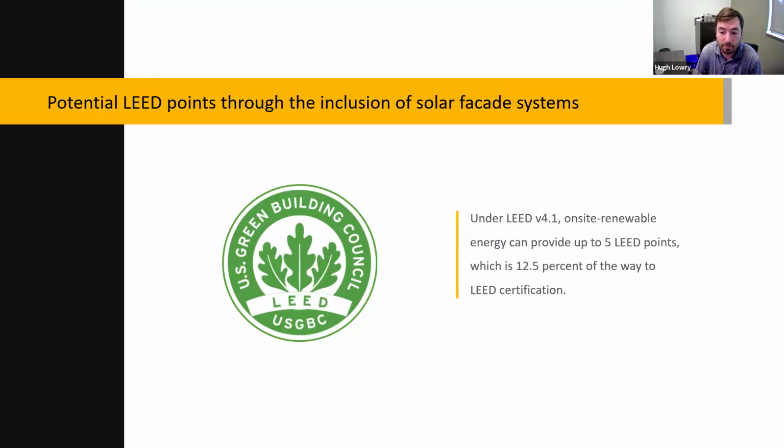The first category of points basically starts at 2% of the building's electrical usage coming from on-site renewables. So this can be a good solution for the building if you need 1 or 2 more points to get basically over the hump to LEED certification. This can be a great solution for that.